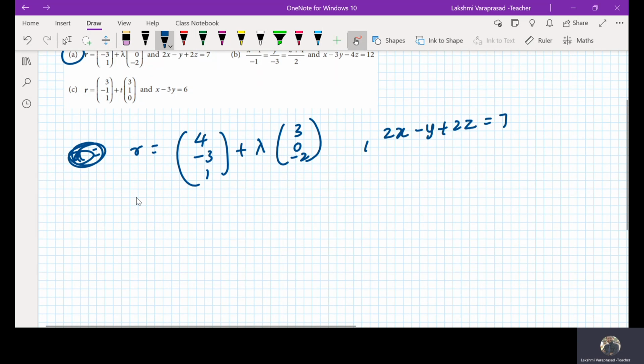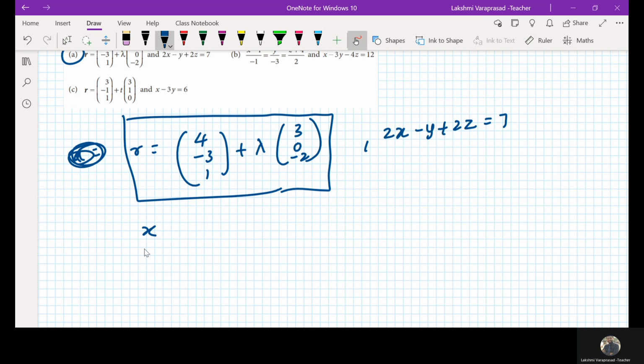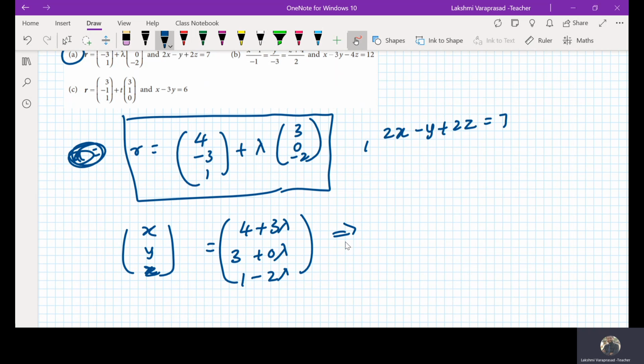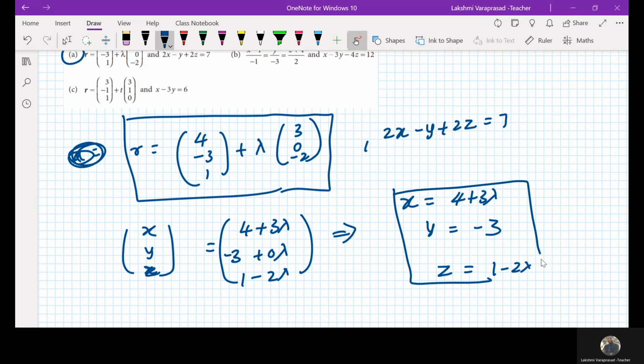Okay, let's take this line equation, where any point represents x, y, z. I'm just calculating this: 4 plus 3 lambda, 3 plus 0 lambda, 1 minus 2 lambda. So from here, x is equal to 4 plus 3 lambda, y is equal to minus 3, and z is equal to 1 minus 2 lambda. So we have a total of 3 equations.